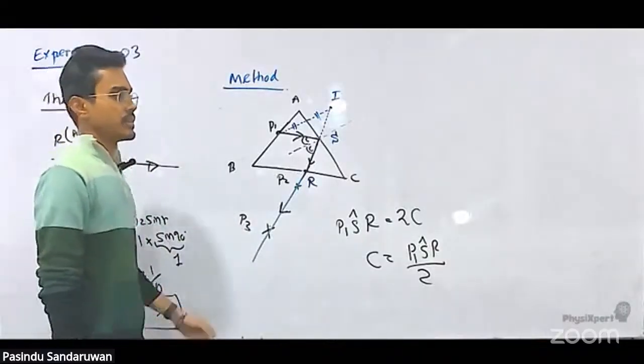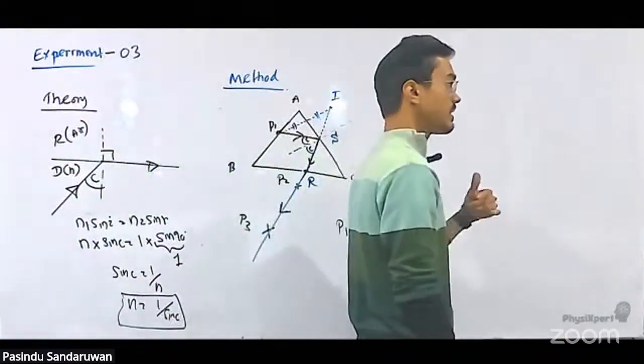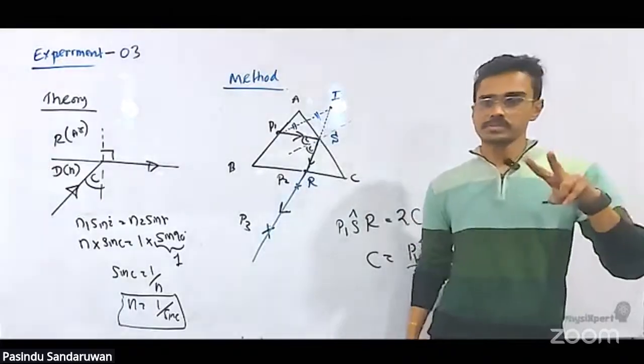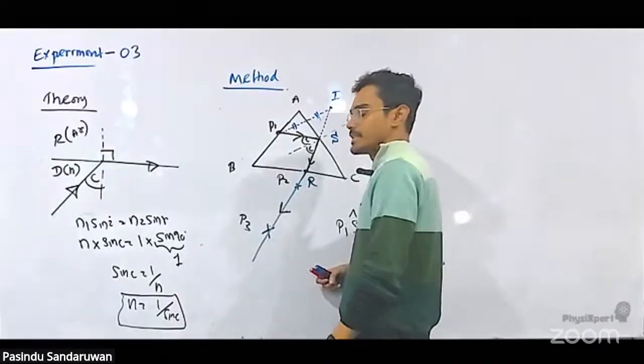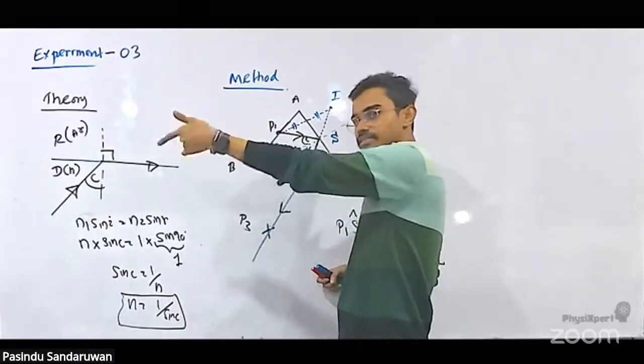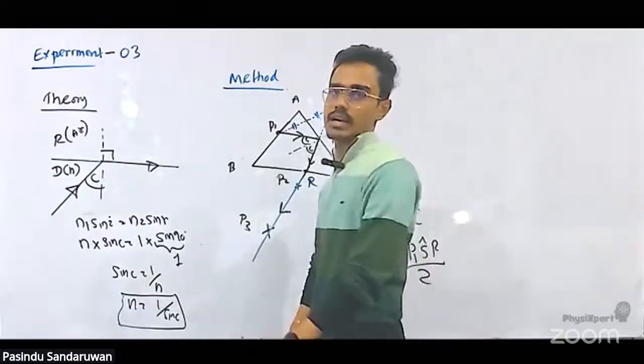This is called determination of refractive index using critical angle. We have two experiments from prisms. In both cases, we are determining n. First one is from angle of deviation. Second one is from critical angle.